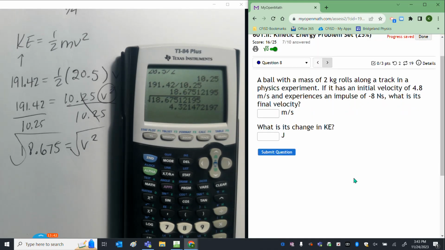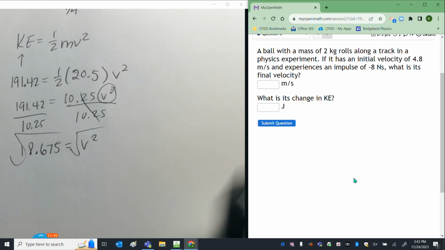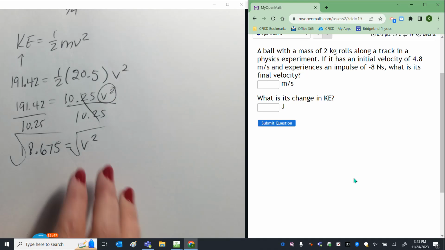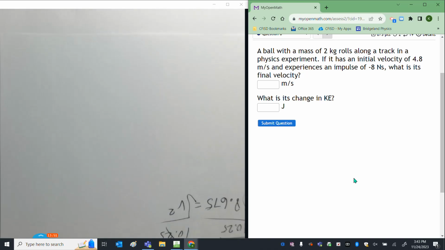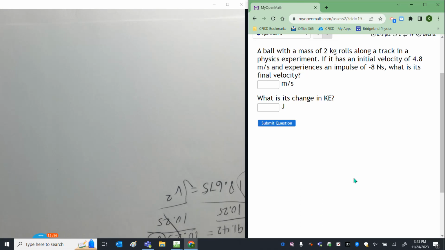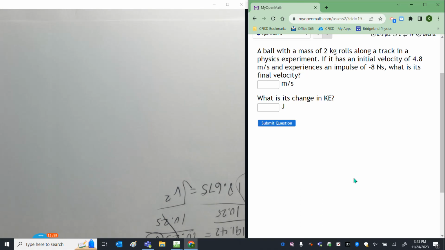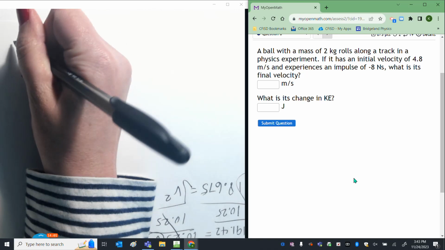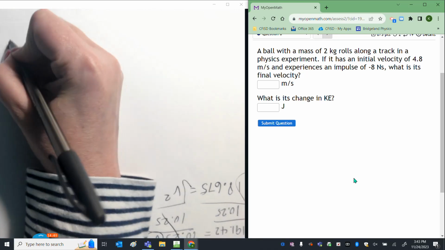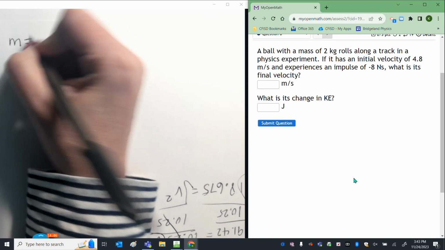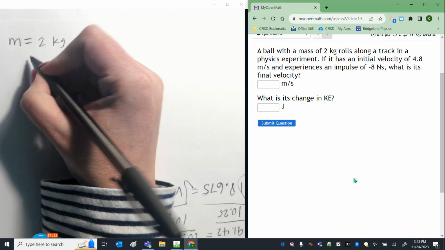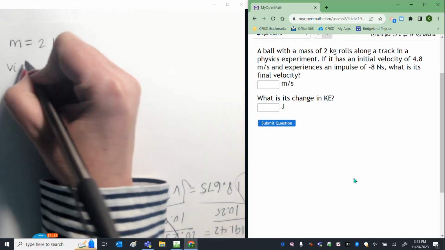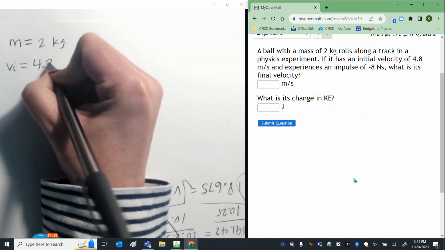Number 8 says a ball with a mass of 2 kilograms rolls along a track in a physics experiment. If it has an initial velocity of 4.8 meters per second and experiences an impulse of -8 newton seconds, what is its final velocity? So I'm going to start here by labeling some things, and I haven't been doing that super consistently, but it's always a good idea to start by labeling, especially as we add more and more information. So I have a mass, 2 kilograms. I have an initial velocity of 4.8 meters per second.